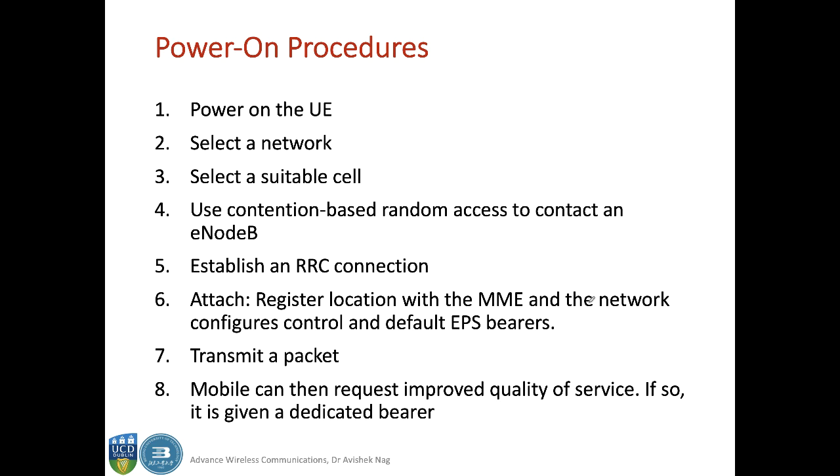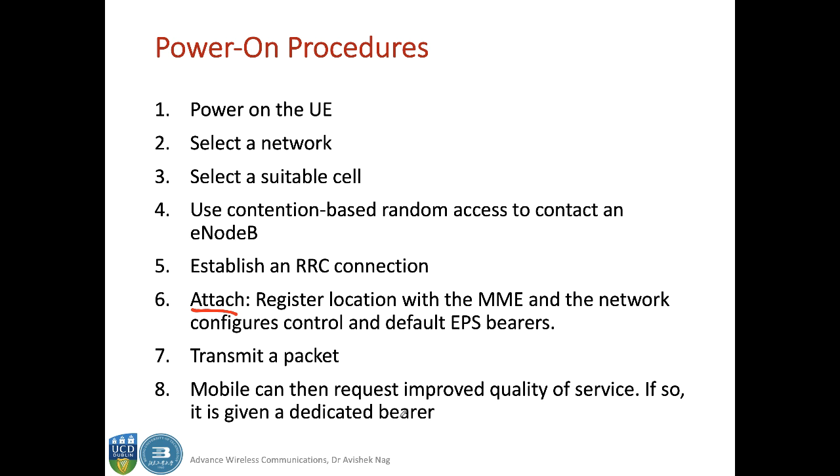So first you have to power on the UE, and then select a network, then select a suitable cell, use contention based random access to contact an E-node B, then establish an RRC connection. Then the attach phase comes, where you register the location with the MME, and the network configures control and default EPS bearers. Then you transmit a packet, and then the mobile can request improved quality of service, and if so, it is given a dedicated bearer.